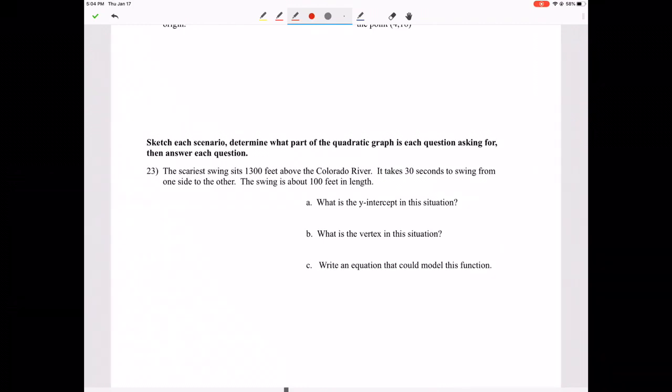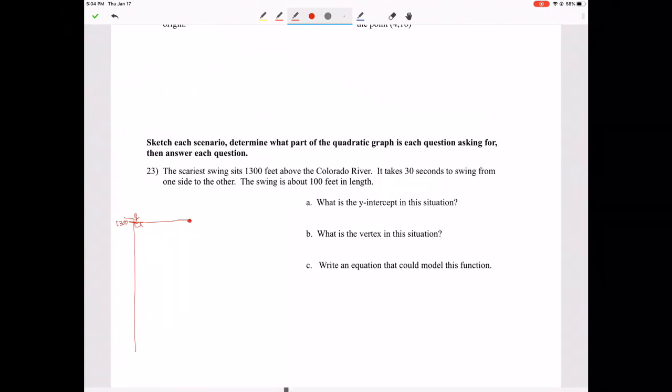So here, we'd want to start by doing a picture, okay? Always start with a picture. So it's basically the scariest swing, which sits at 1,300 feet above the Colorado River, okay? So here's the cliff. This is a person. He is sitting on this swing, okay? And maybe that's where it's left up at this height where he is, which is 1,300 feet, okay?